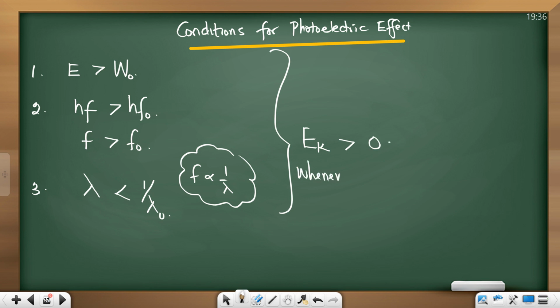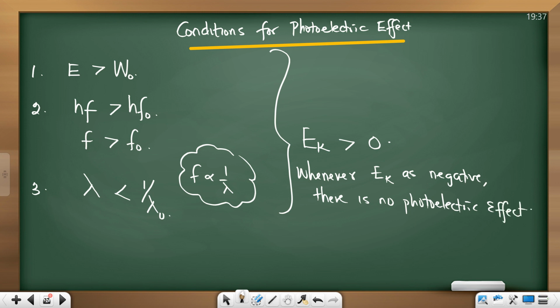Whenever, should you not understand and you get EK as negative, whenever EK is negative, there is no photoelectric effect. I hope that makes sense. Whenever EK is negative, there is no photoelectric effect.